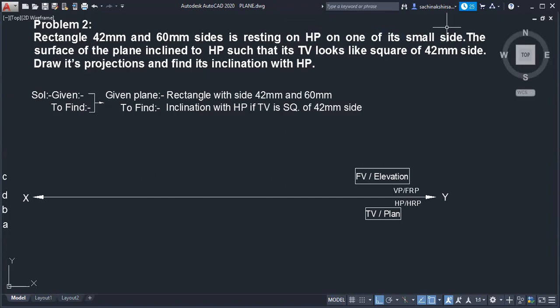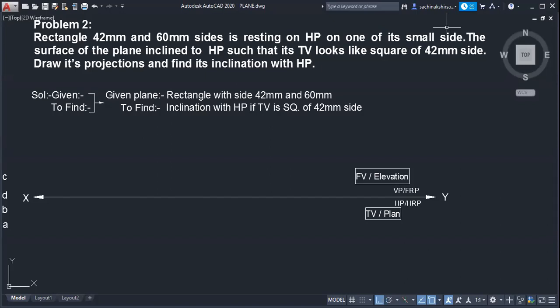What is the difference between the first problem and this problem? The second problem is the reverse of the first problem. Their inclination was given. Here the true shape is given, or sorry, not the true shape, the apparent shape is given. And we are supposed to find its inclination.